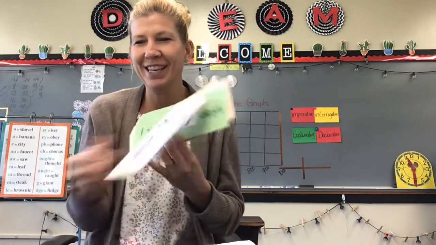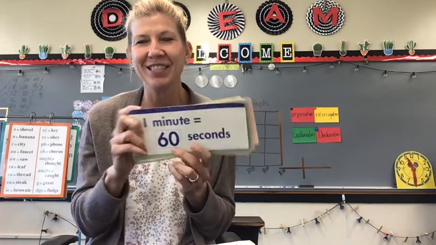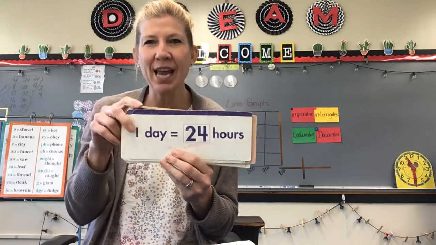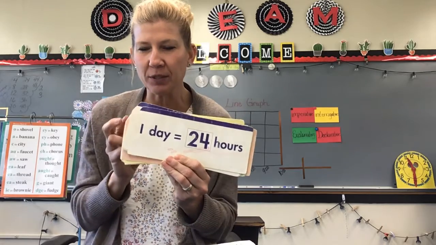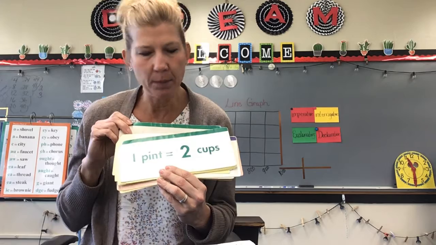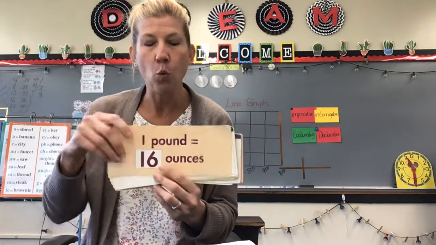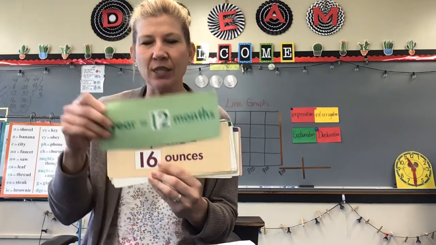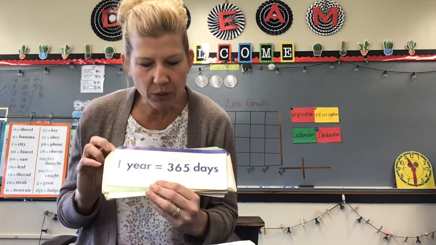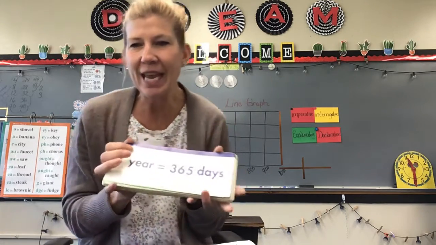Whoa, 1 minute, I'm losing it. 1 minute equals 60 seconds. 1 hour equals 60 minutes. 1 day equals 24 hours. 1 gallon equals 4 quarts. 1 pint equals 2 cups. 1 pound equals 16 ounces. 1 year equals 12 months. 1 year equals 365 days.